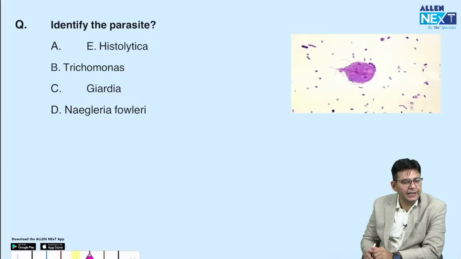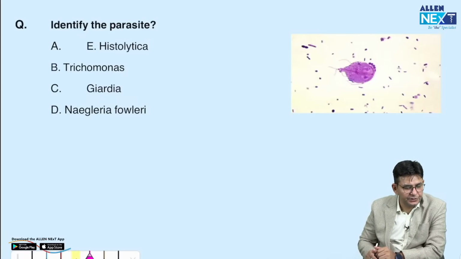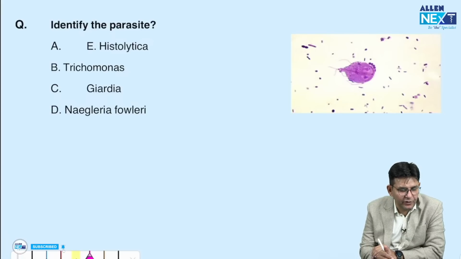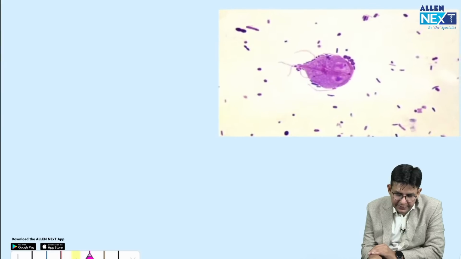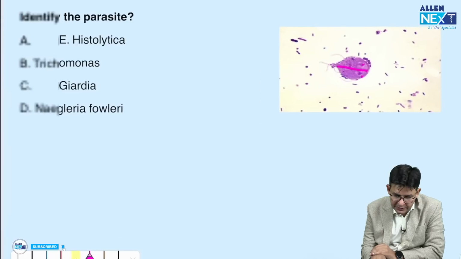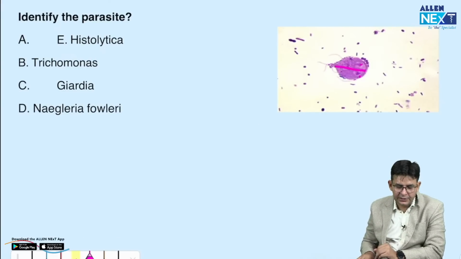The answer of this is Giardia. Giardia lamblia. Which type of motility? Falling leaf-like motility is observed in Giardia lamblia. It has this particular shape. These are the eyes of it, that is the nuclei. In between there is an axostyle, and 4 pairs of flagella. Falling leaf-like motility is observed in this.